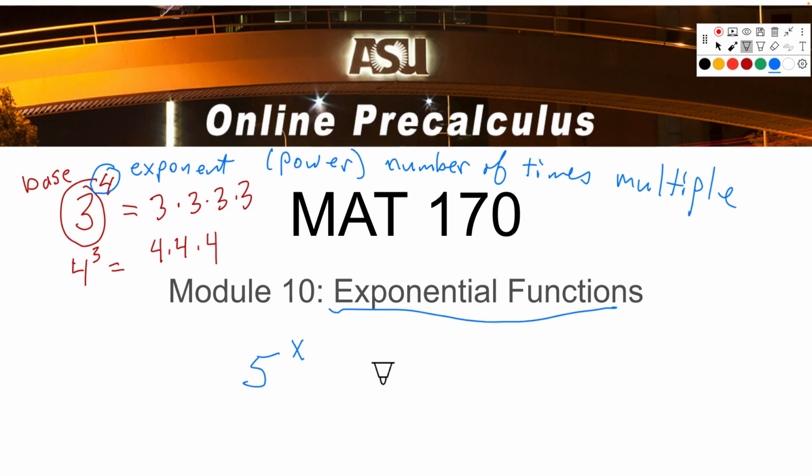But if that's an x and exponential functions are repeated multiplication, what does it mean to have 5 to the x, because x could be any number, right? It could be a decimal. Does that mean I multiply 5 half a time? Yeah, sort of. And it can be negative. The difficulty with exponential functions is that whenever we have a decimal, we lose the feeling of what's really going on.